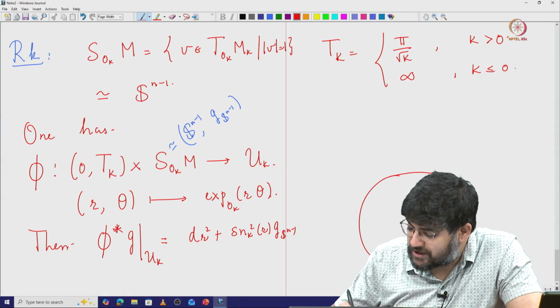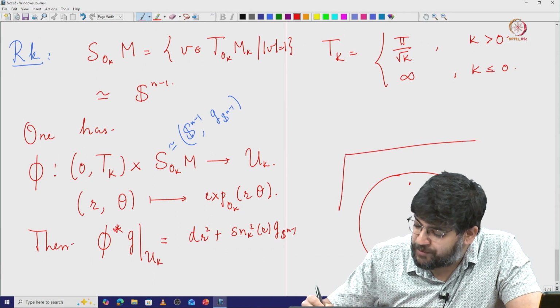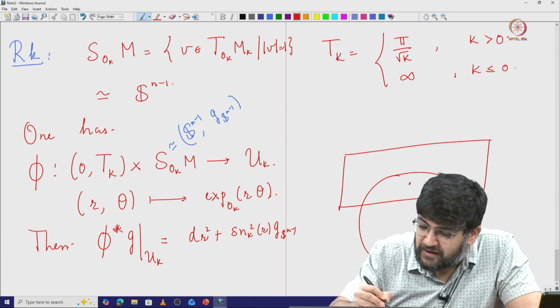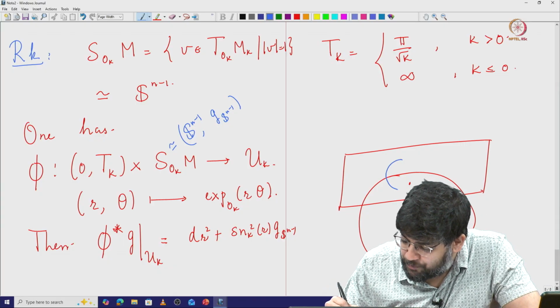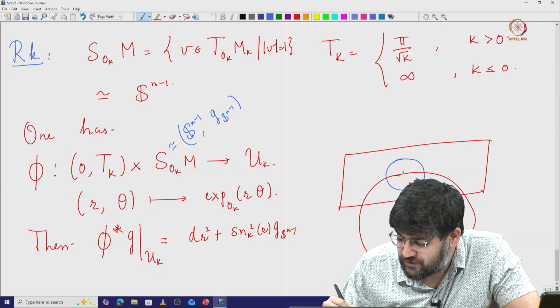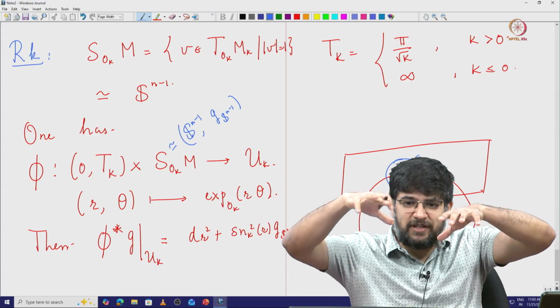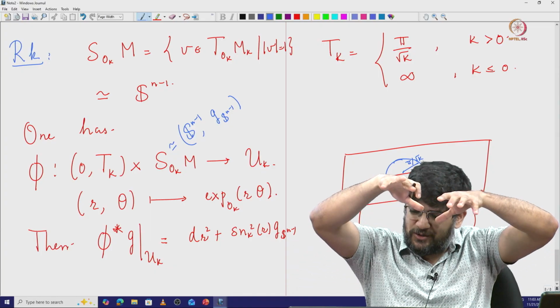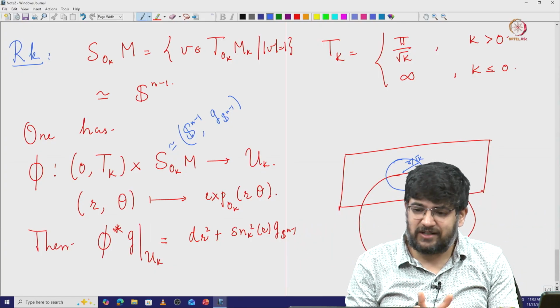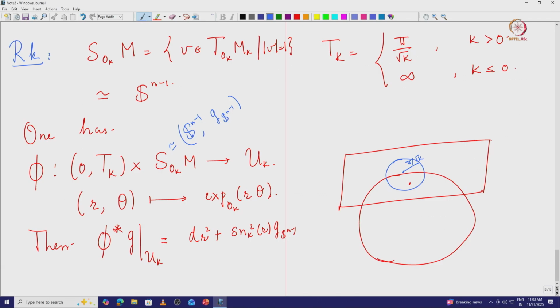That is because if you look at the sphere and the tangent space, then there is this ball in the tangent space of radius pi by root k. The exponential map is basically a diffeomorphism on that ball of radius pi by root k in the tangent space, and it covers the entire sphere except the south pole. Okay. Right. Okay, so this is what the statement means.